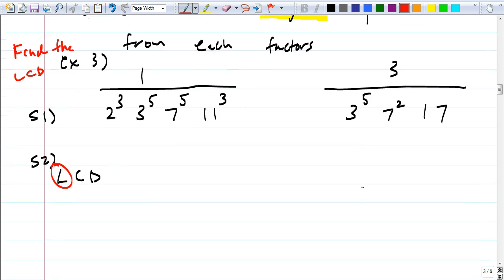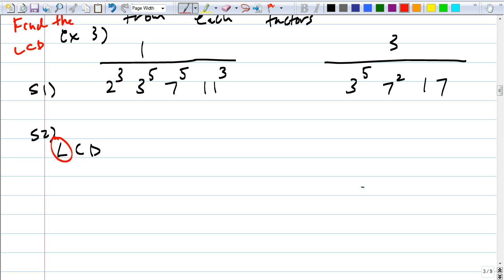So what I mean by that is basically write all the factors that were used in both of these fractions, without writing a duplicate. Look, what are the factors that were used? Don't worry about the exponents right now. 2, what else? 3 was used, what else? 7. Are there any other factors that were used? 11. And then what else? 17.